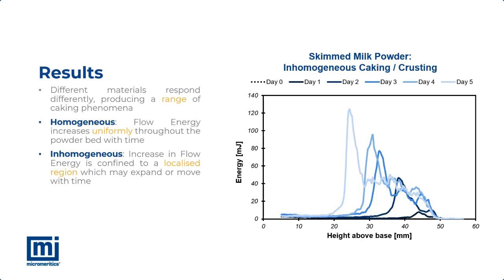Lastly, we also see that the regions of the sample below the crust are almost entirely unaffected by the caking. This is an important result because although in the case of homogeneous caking we may have had to dispose of the entire sample, in this inhomogeneous case we may be able to salvage some of the material and use it in our process.